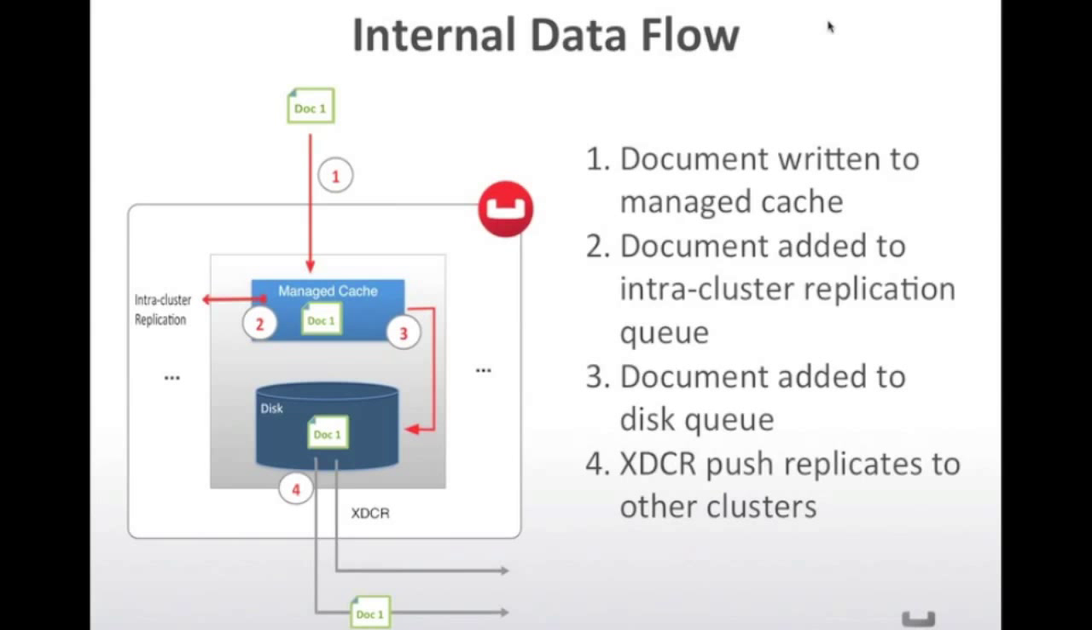So it's a little more detailed. We're just showing the same thing, but in an internal flow. Here we have the first step, the doc gets written to the managed cache. Number 2, it gets added to the intra-cluster replication queue and also to the disk queue. And then number 4, XDCR will push the replication to the other clusters. Keep in mind here that XDCR is a push model, so the data gets pushed from the source to the destination clusters. So it's a push model that happens here.